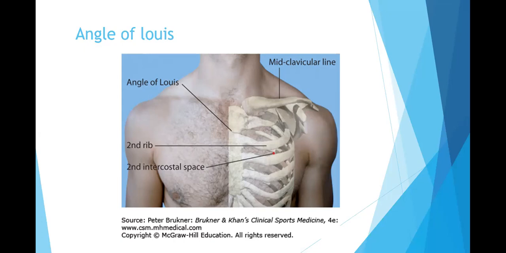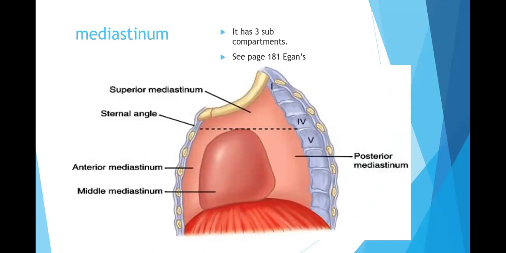What did we say is right behind the angle of Lewis? If we wanted to know a landmark, if we go right behind the angle of Lewis, would be the what? Not the heart, but before the heart would be the carina, where the left and right main stem bronchus bifurcate. Where the trachea bifurcates, that's the carina, right there in the middle, right? So we always say right behind the angle of Lewis is the carina.